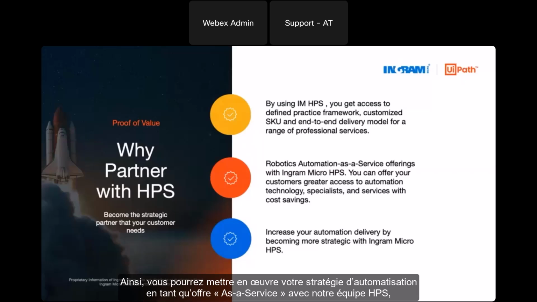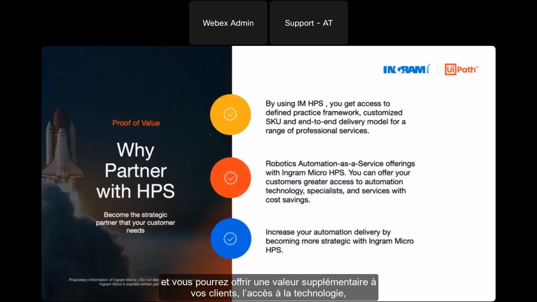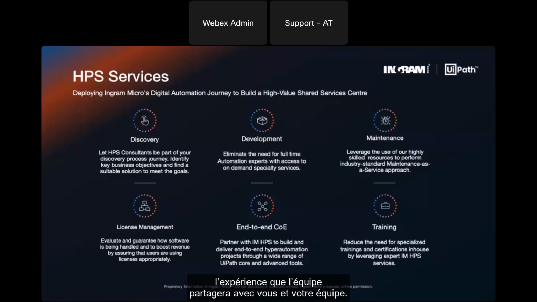So you can enable your automation strategy as an as-a-service offering with our HPS team, and you can offer additional value to your customers, access to technology, to subject matter experts, and a number of services with cost savings for your customers and with increased margins for your organization. So you can start your journey with automation through the HPS team with Ingram Micro and be more strategic in this market, thanks to all the experience that the team is going to be sharing with you and your team as well, right? So here are some of the services that we can offer through the HPS team.